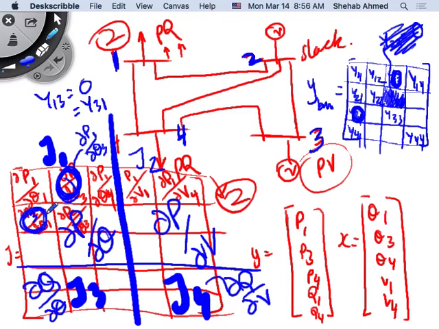dP3 with respect to d theta 1. Power here with respect to the angles at this bus. It's not connected to it, right? So you change these angles, it will not really directly affect it. What will directly affect it is the buses that it's connected to, okay?